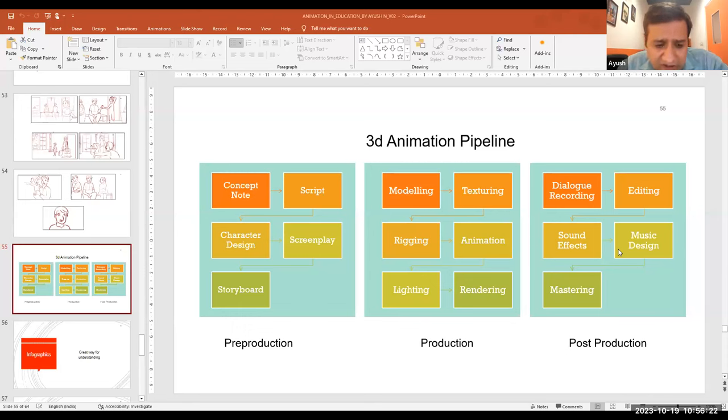If you are not working with a team, you're doing it yourself, then you would, in all probability, be using open source tools, not very industry standard tools. During this course, we'll be showing you some of those tools also. In the very next session, you'll be using those tools. So your job is to get the pre-production right.